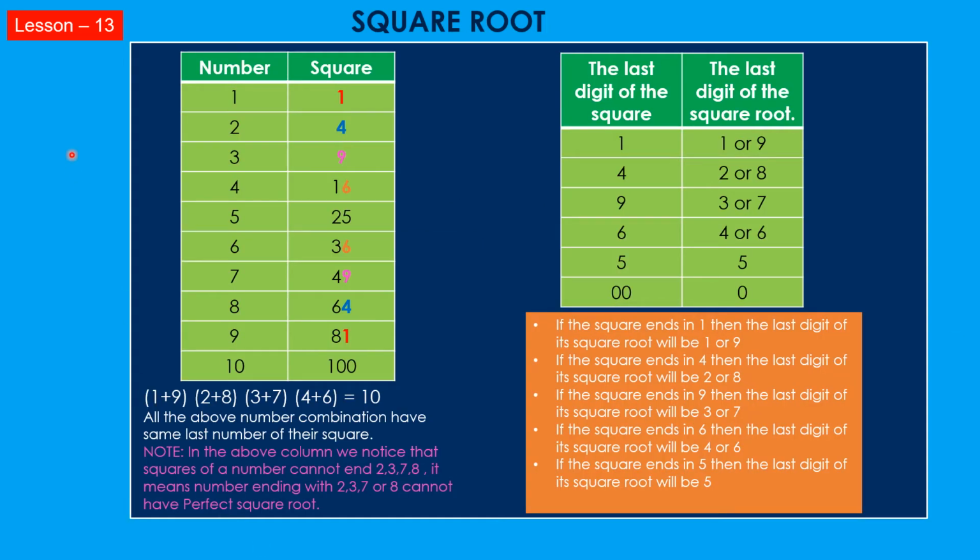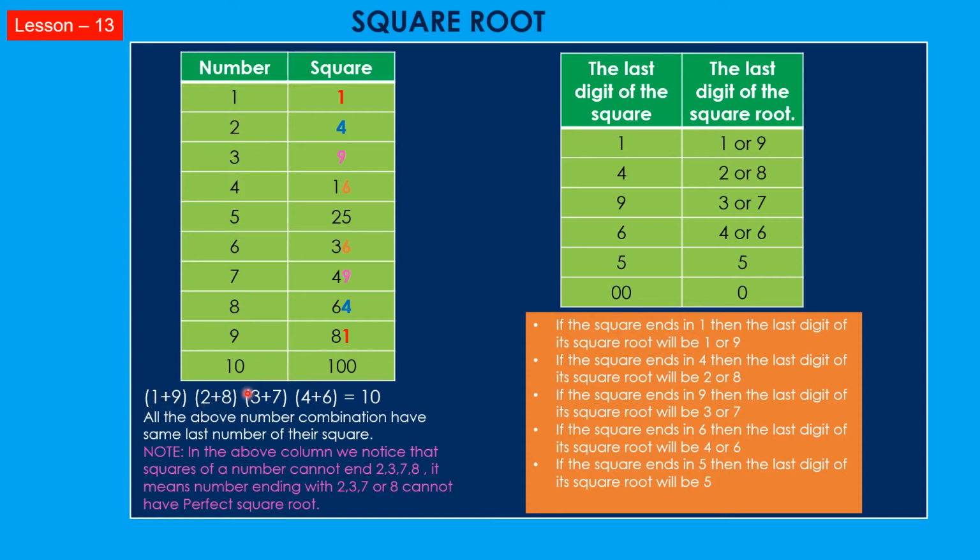Now here is the table. You see numbers from 1 to 10 and their squares. For number 1 the square is 1, for number 2 the square is 4, and for number 3 the square is 9. 4 times 4 is 16, 5 times 5 is 25, 6 times 6 is 36, for the number 7 the square is 49, for 8 it's 64, 9 times 9 is 81, and 10 times 10 is 100.